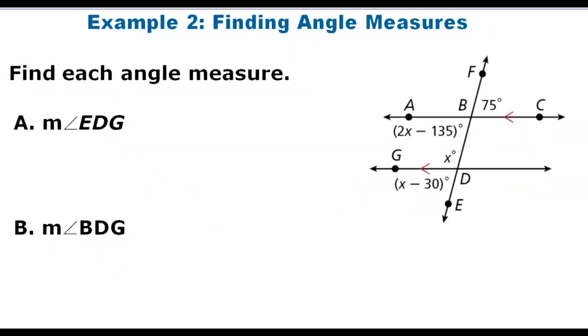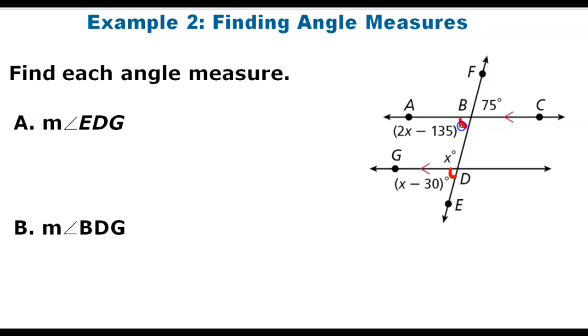It says find each angle measurement. So we have EDG. So we need to locate EDG. The first angle we're looking for is angle EDG, which is that red angle right there. We have parallel lines cut by transversals. Notice the red arrows. We know that this angle up here is 75 degrees, which makes this angle right here 75 degrees because those are vertical angles from previous lessons.